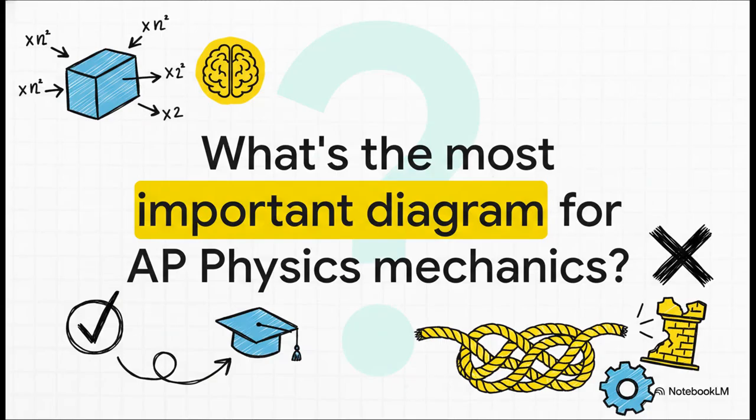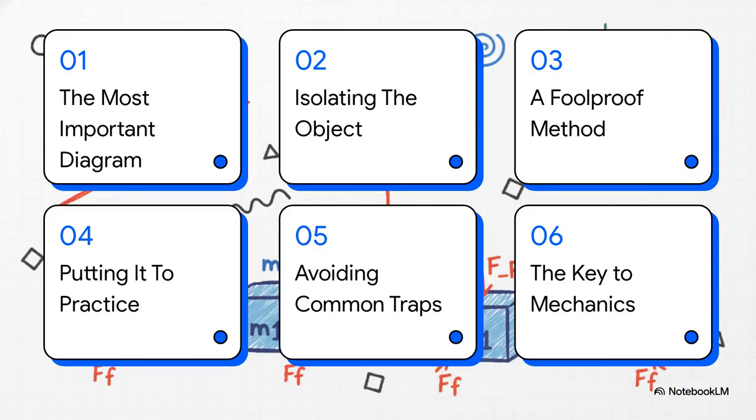So, what is this secret weapon? This magic key? You guessed it, it's the free body diagram. Look, getting this right means you are well on your way to crushing the mechanics part of your exam. But get it wrong, and trust me, even the easiest problem feels impossible. It is that critical.